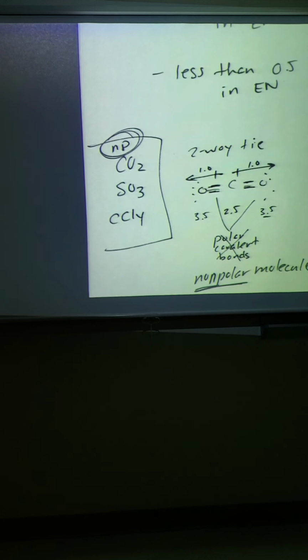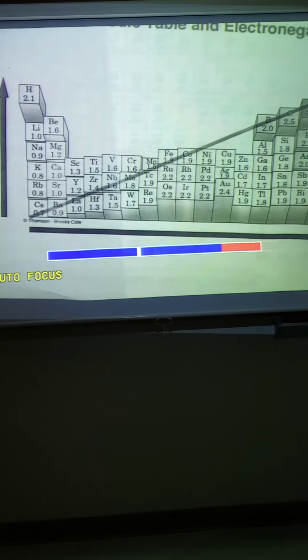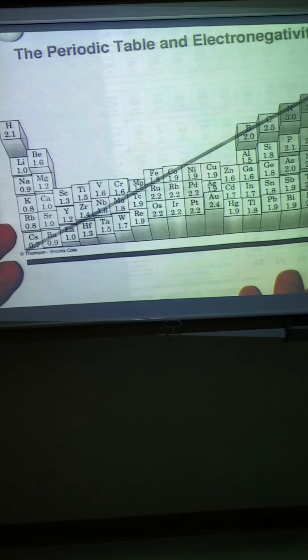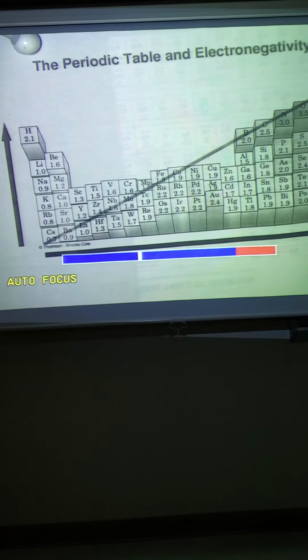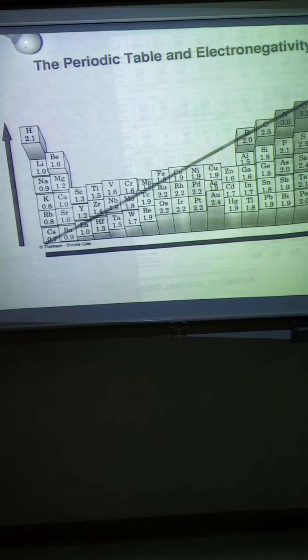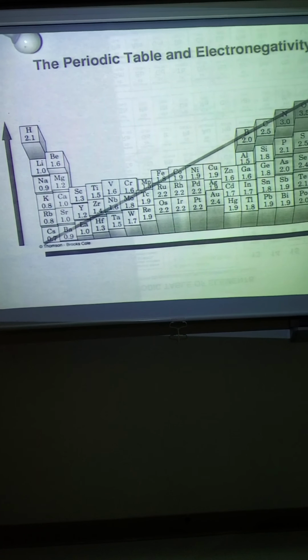Use your electronegativity table. This guy is your friend. Find two, subtract. 0.5 or larger is what we're after. And then after that, think about shape. And only CO2, SO3, and CCl4 are what you have to worry about.